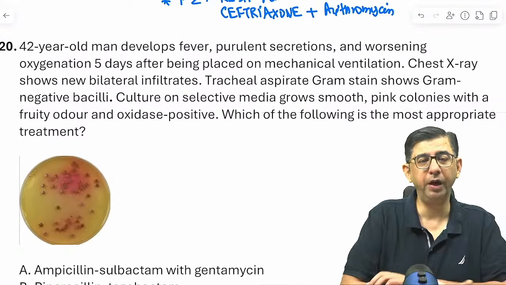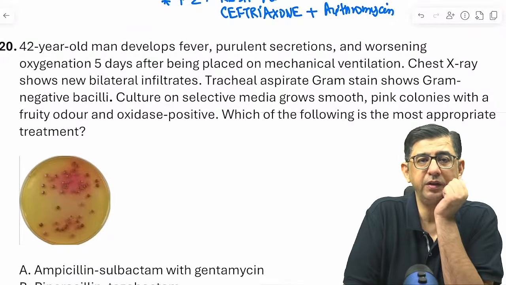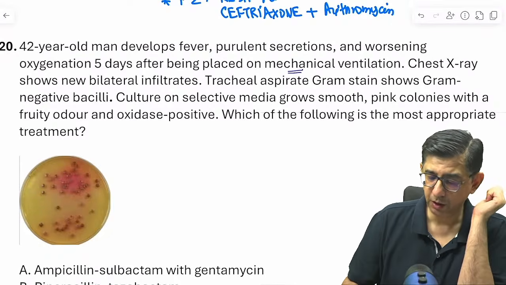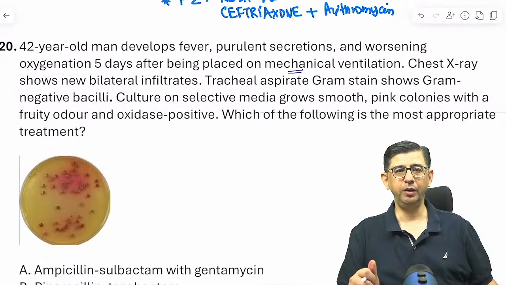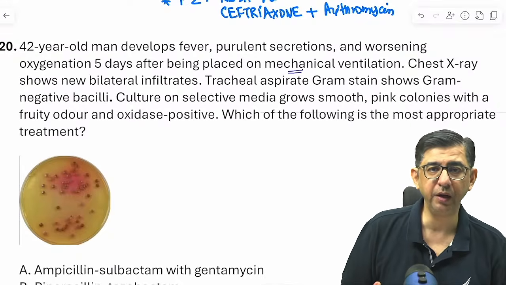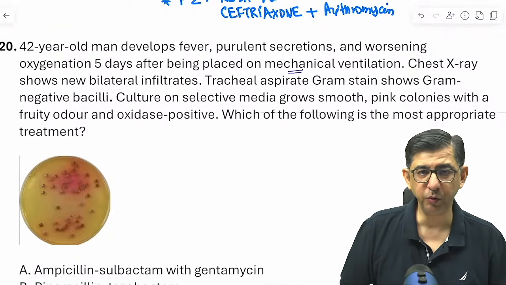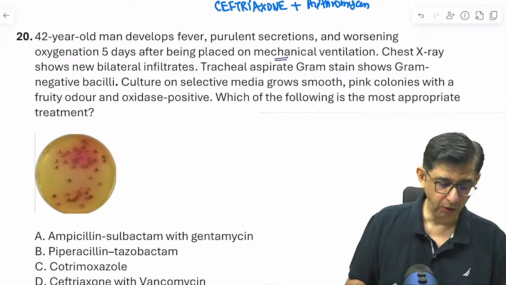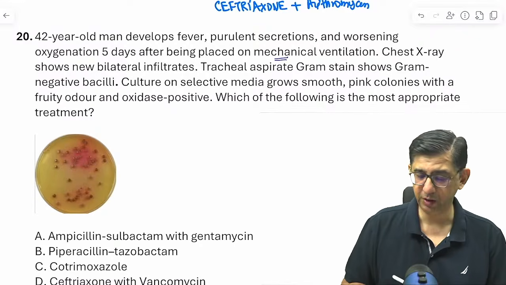A 42-year man is having fever, purulent secretions, and worsening oxygenation 5 days after being placed on mechanical ventilation. तो वेंटिलेटर एसोसिएटेड निमोनिया पे सवाल बना रहा है। बायलैटरल इन्फिल्ट्रेट्स बोल दिया उसने। ट्रेकियल एस्पिरेट शोज ग्राम नेगेटिव बैसिलाई with pink colonies with a fruity odor, oxidase positive, and what is the appropriate treatment for this patient? Okay, guys, I'll wait for your answers in this particular case.